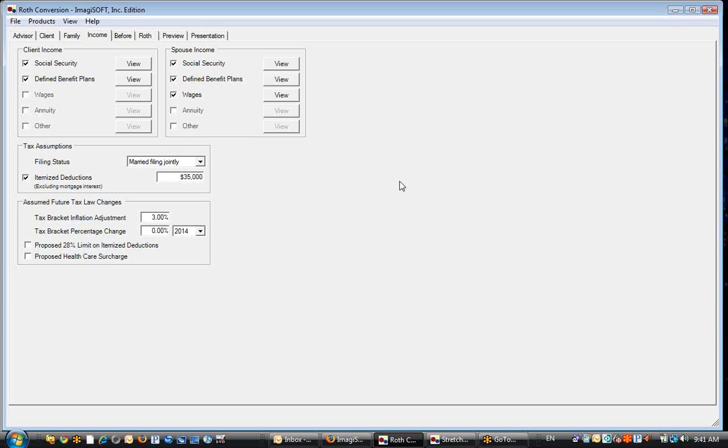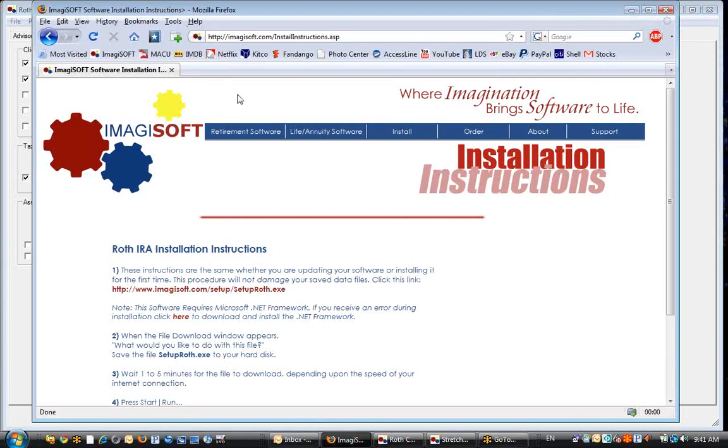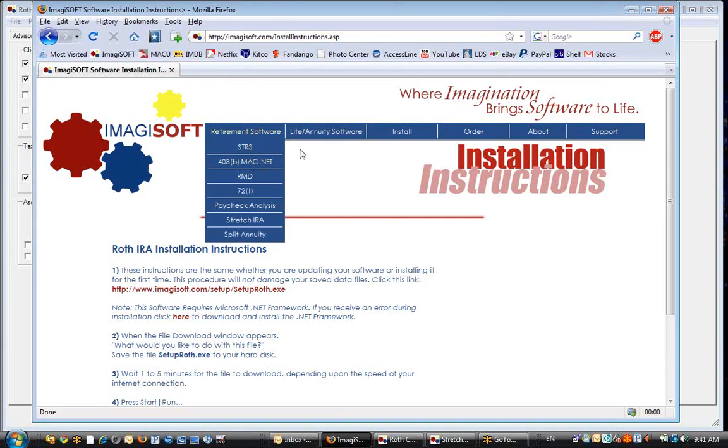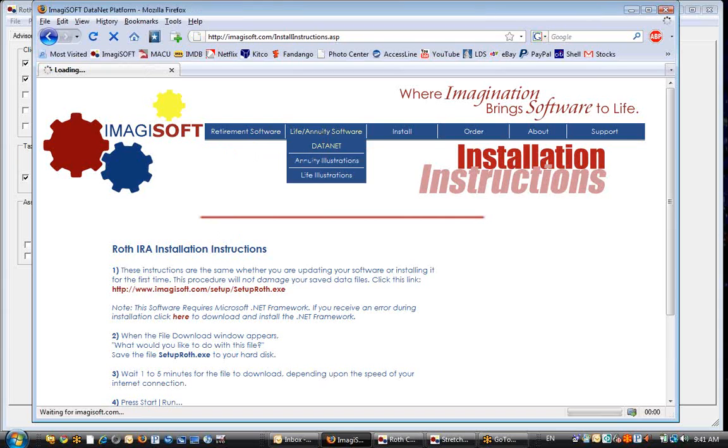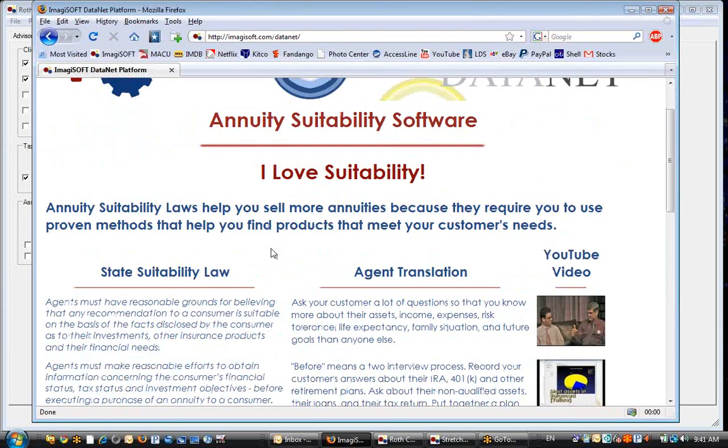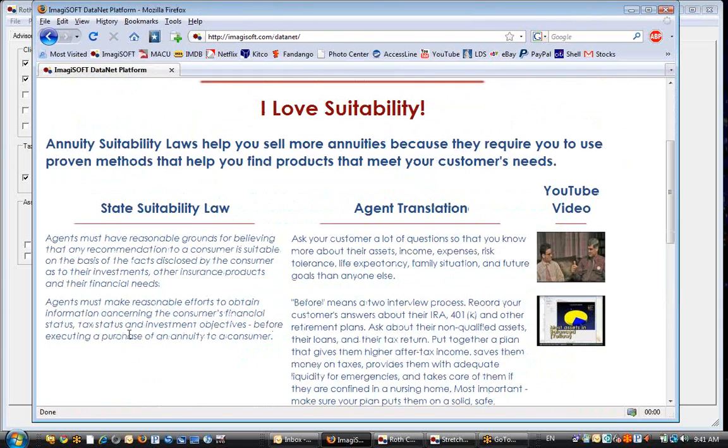Now, what do the suitability laws say? If you go to our website, ImagiSOFT.com, and if you pull down this DataNet, Life and Annuity Software DataNet, you'll see that the suitability law goes into a lot of detail. And I'm not going to really go into that now. You can look at that later if you'd like.